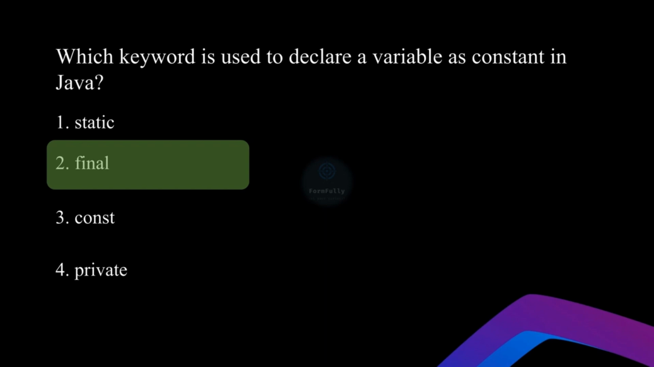Static is incorrect because it doesn't make a variable constant. Const is not a keyword in Java for declaring constant. Private is access modifier, not used for declaring constant. So option 2 is correct.